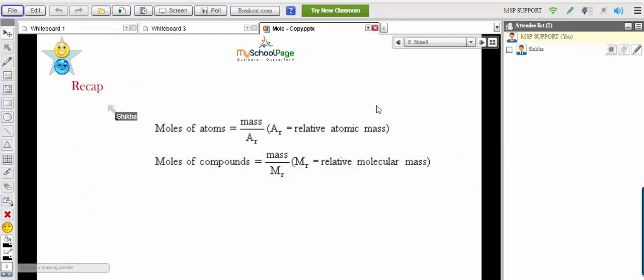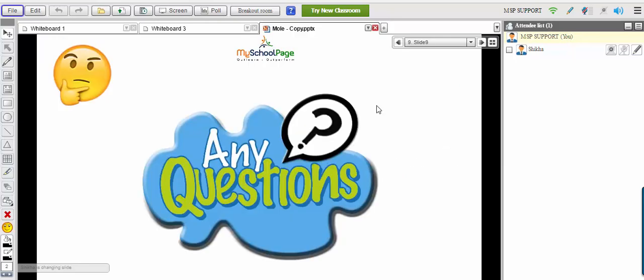So let's recap what we have seen. Now, how can we convert the given mass? The moles of any atoms could be found by dividing the given mass by its atomic mass. Atomic mass, in case of the elements, would be their relative atomic masses, whereas the moles of a compound could be found by the given mass divided by its molecular mass. Molecular mass is the relative molecular mass.